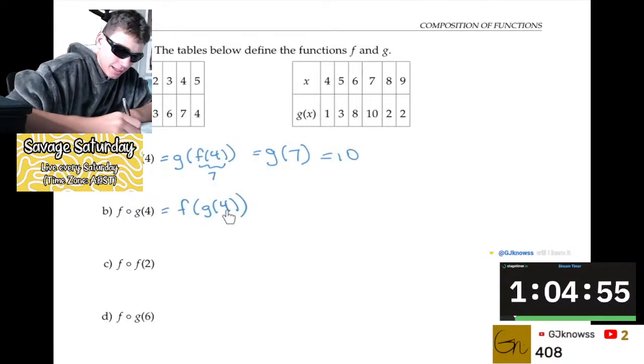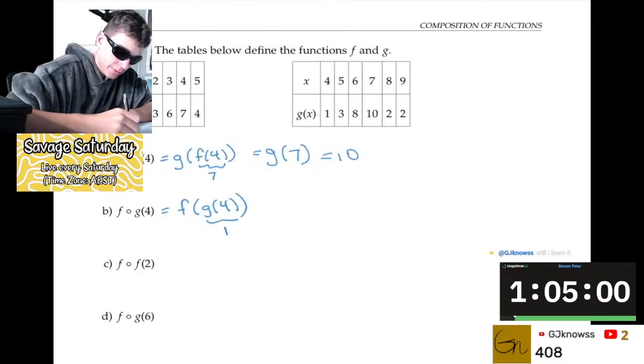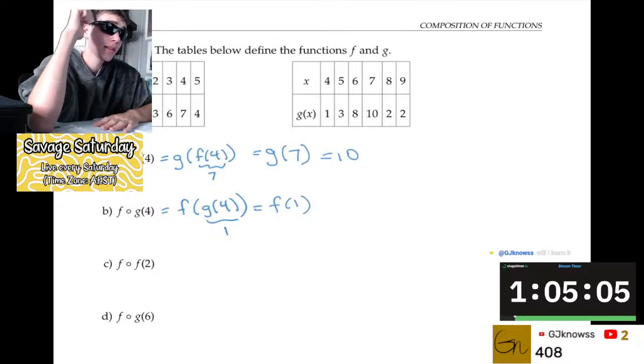Now we're trying to find g of 4. So 4 is our x value, and we use our table of values for g to see that g of 4 is 1. So we replace g of 4 by 1, and now we need to evaluate f of 1. In our table for f values, f of 1 is 8.